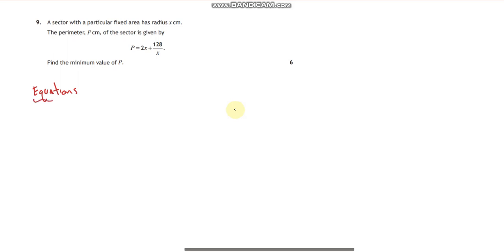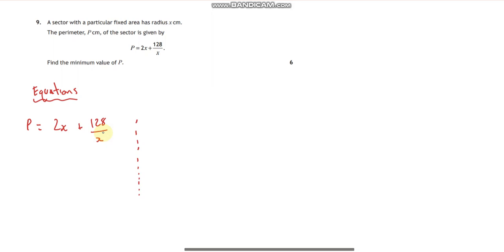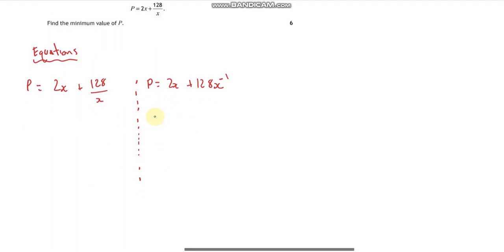So the first equation I know is that p is equal to 2x plus 128 over x, and that's the perimeter p of the sector, okay? And x is the radius, right? Now I'm just going to rewrite that as p equals 2x plus 128x to the negative 1. All I've done is rewrite that because I want to differentiate it.